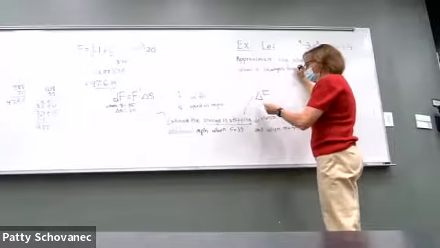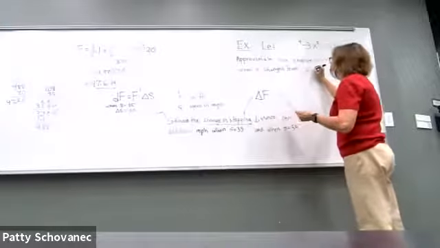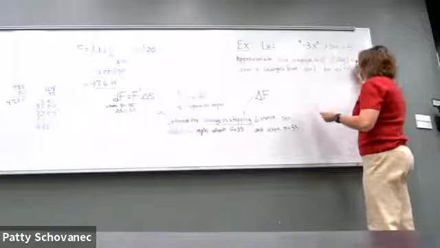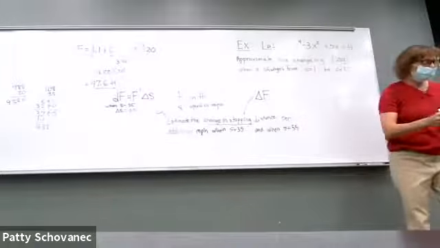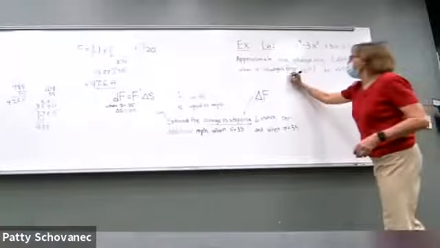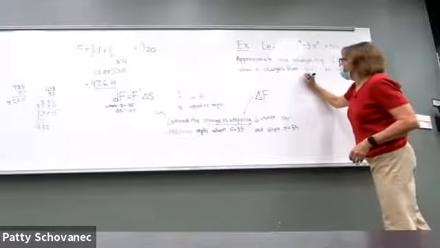From x is equal to 1 to x is equal to 1.01. Approximate the change in y when x changes from x is 1 to x is 1.01.